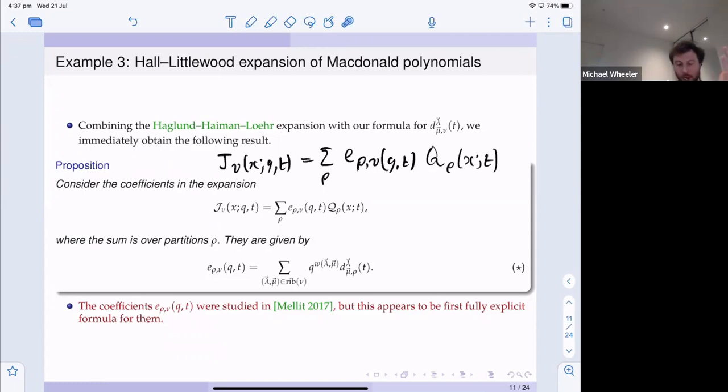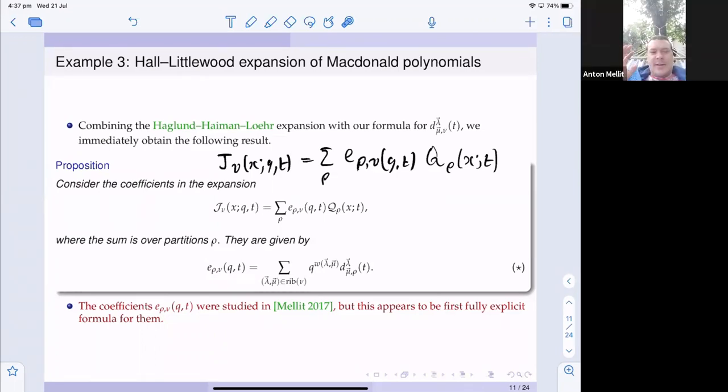And as I said, if you combine the Haglund-Haiman-Loehr expansion with the expansion that we have looked at, then you end up with an explicit formula for those expansion coefficients. And so I should point out that these coefficients were studied in a paper in 2017 by Mellit, but to my knowledge, this appears to be the first fully explicit combinatorial formula for those coefficients. And so if anyone knows otherwise, then please feel free to correct me. But yeah, to my knowledge, this is really the first combinatorial formula for those coefficients.